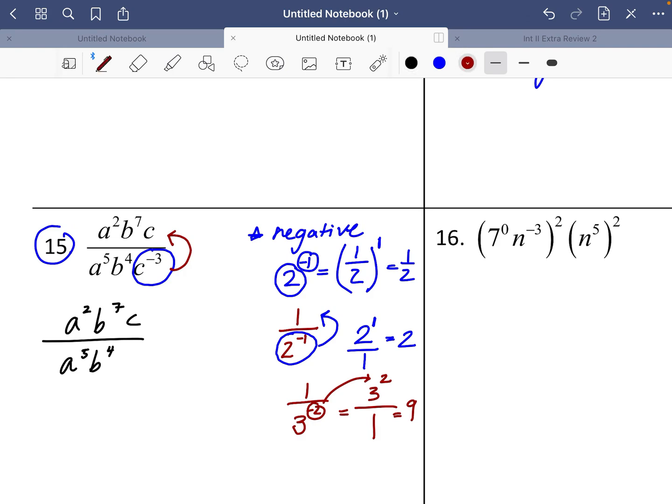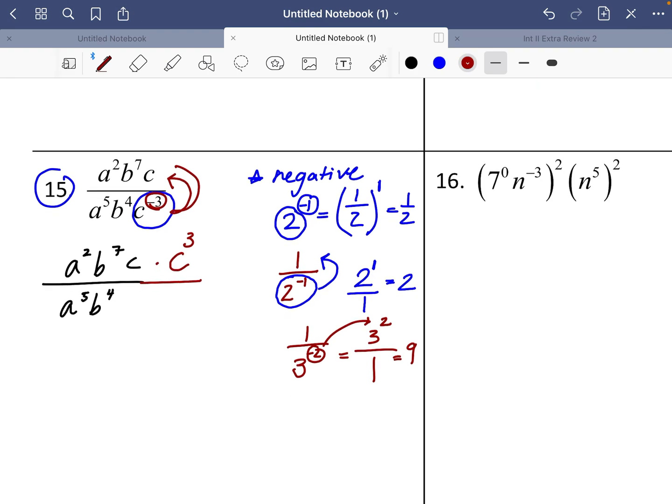And then c to the power of, because I'm moving it up, change the exponent to positive, so positive 3. Now what we have is a squared, b to the 7th, c will be adding the exponents together, which will be 4, a to the 5th, and b to the 4th. Then we're going to keep going.